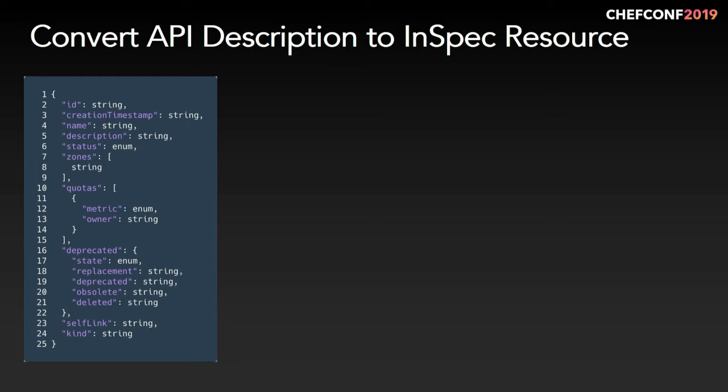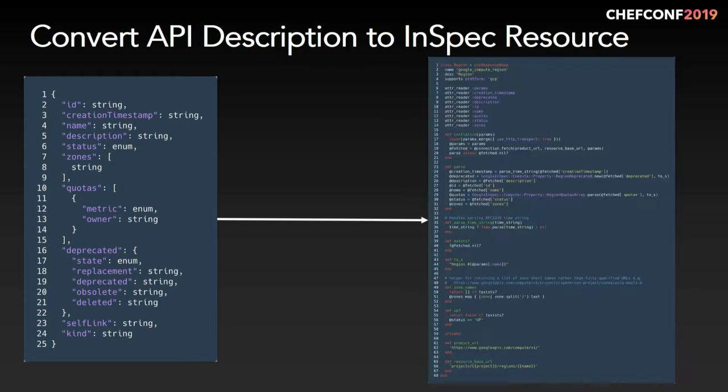The general goal of Magic Modules, or how it works, is taking a description of the API. Here's a simple description of an API response. So this is what comes back from the API for a given region. This is just each of the fields that comes back in that response and the type of that field. So what we're going to do is take that description of a region resource and turn it into the actual InSpec resource that a user can use.